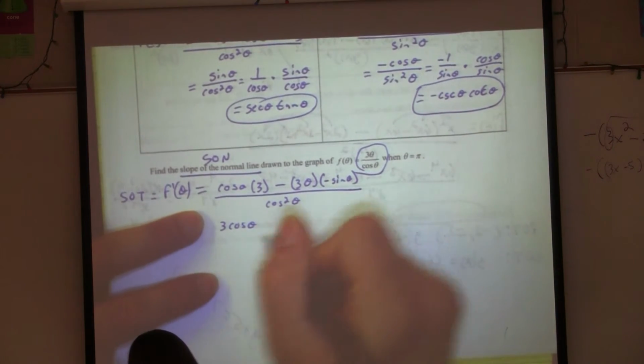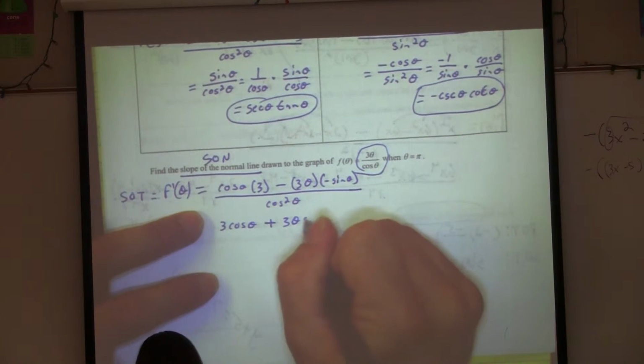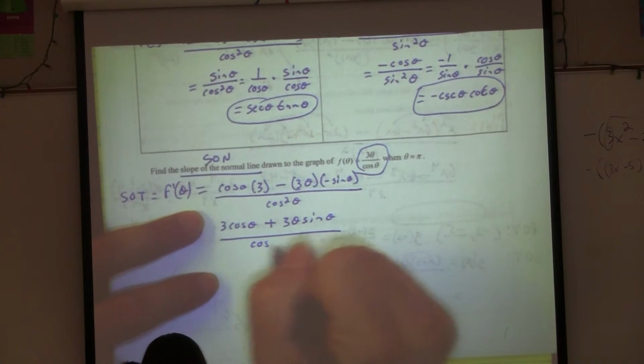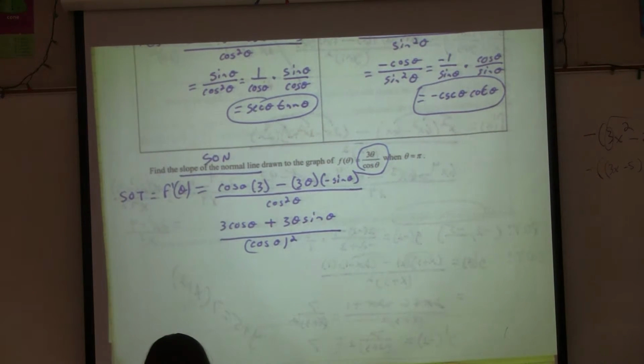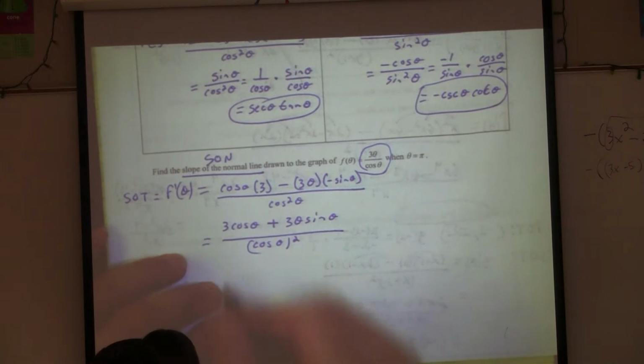3 cosine theta plus 3 theta sine theta over cosine theta squared. Okay? What are we going to plug in? Why do we write it different? Because we can. What are we plugging in? Pi. So let's plug it in.